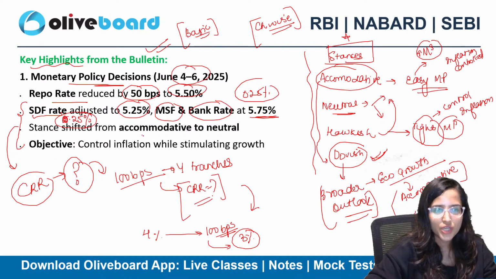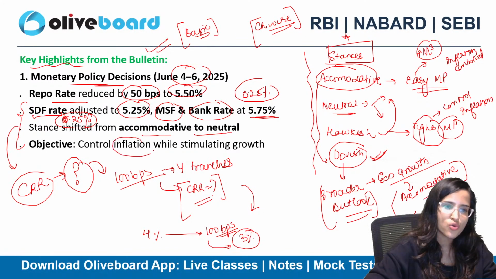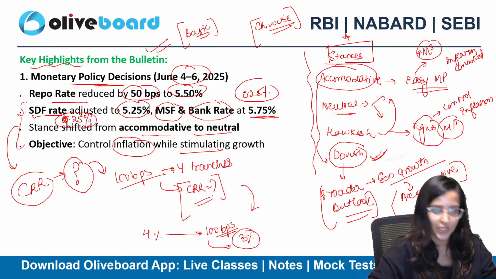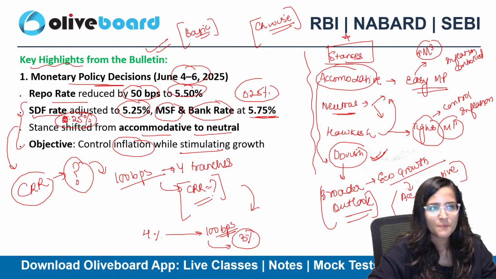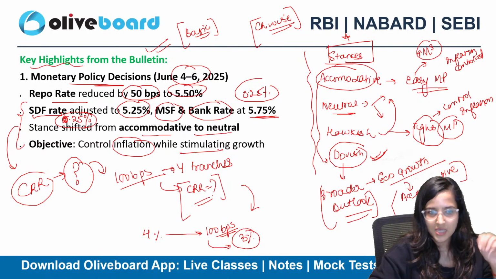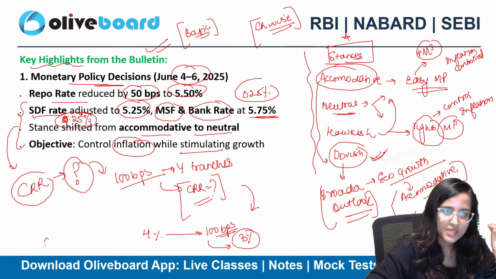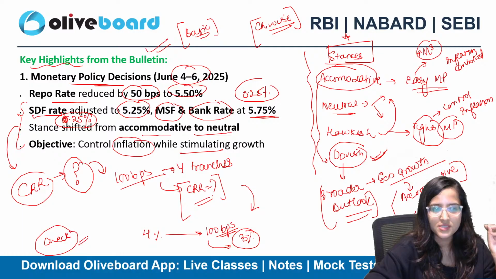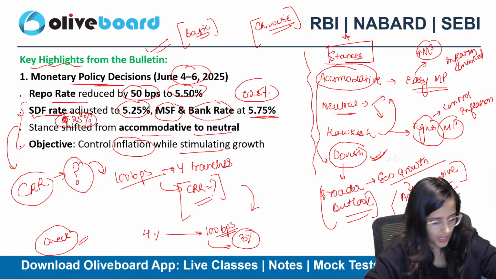The stance shifted from accommodative to neutral, and the objective is to control inflation while also focusing on stimulating growth. So these were the monetary policy decisions that were taken. You need to know about these. And especially when you go for the exam, before the exam, please check what the current rate is. It's very important for any exam that you prepare.